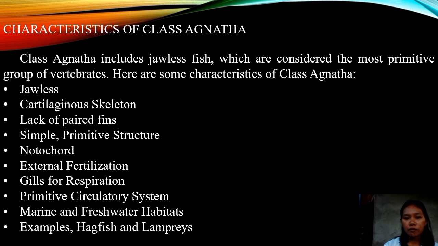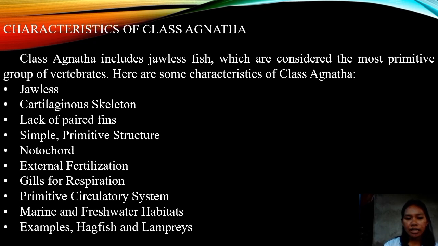So unlike many other fish, they lack paired fins, which are often seen as one of the defining characteristics of more advanced fish groups. So agnathans have relatively simple and primitive body structures compared to other vertebrates. They retain a notochord, a flexible rod-like structure that provides support along the length of the body, instead of a vertebral column found in more advanced vertebrates.